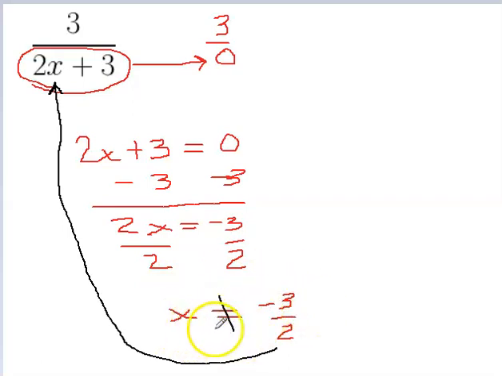And we say that the domain of this function is any number except negative 3 over 2. Why? Because if I plug this in here and I work the bottom, I will get a 0. And we cannot have fractions over 0.